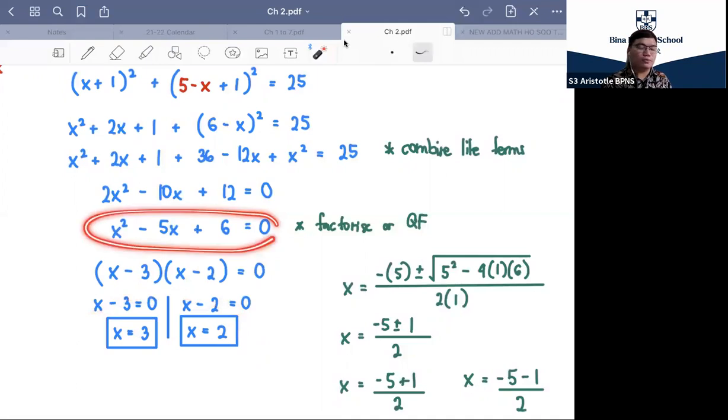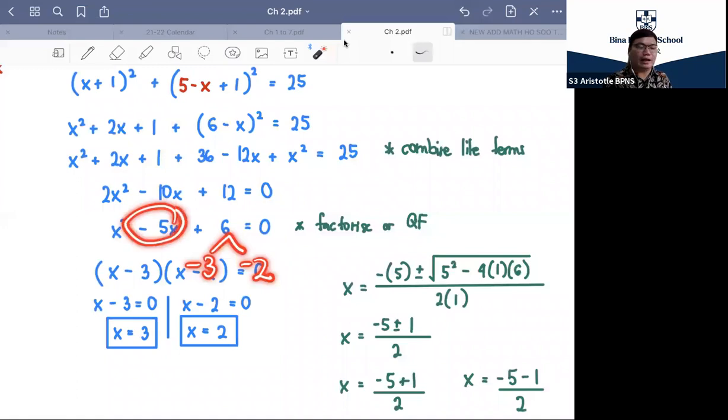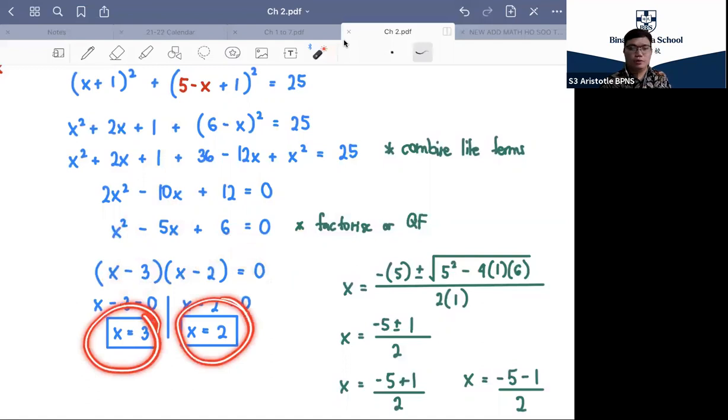So first, I'll go first with factorization. So when I factorize this, I'll get x minus 3 times x minus 2. How did I get this? What are the factors of 6 that when you add them, it's negative 5? So when you multiply negative 3 and negative 2, you'll get positive 6, right? But when you add negative 3 and negative 2, you'll get negative 5. So these are the correct factors. So this is x minus 3, x minus 2 equals 0. So therefore, the values of x will be 3 and 2.